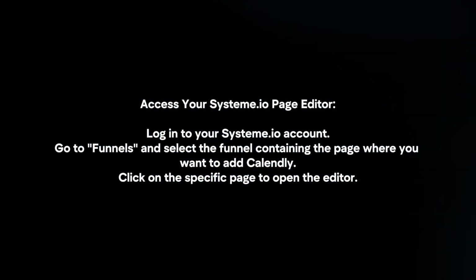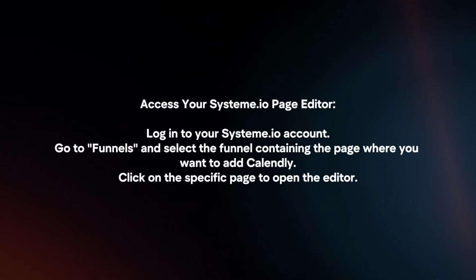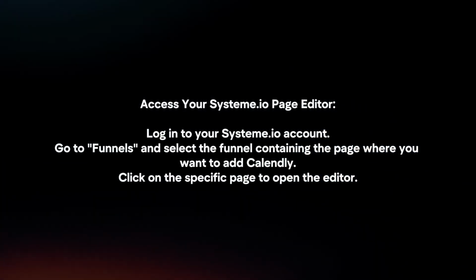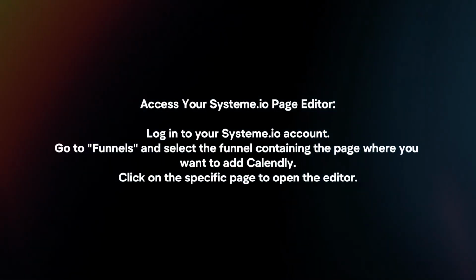Access your System.io page editor. Log into your System.io account. Go to Funnels and select the funnel containing the page where you want to add Calendly. Click on the specific page to open the editor.